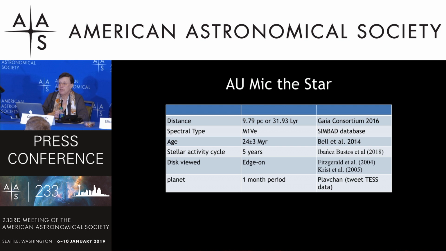It is a star which has an activity cycle. Five years has been claimed for it. It's very active. And it has a circumstellar disk. The disk is viewed edge-on, which means you can see features which extend above the disk. And it also has a planet. This is work by Peter Plavchan that he reported first a couple years ago, and then has confirmed with TESS data. So it's got presumably a Jovian mass planet in a one-month period.